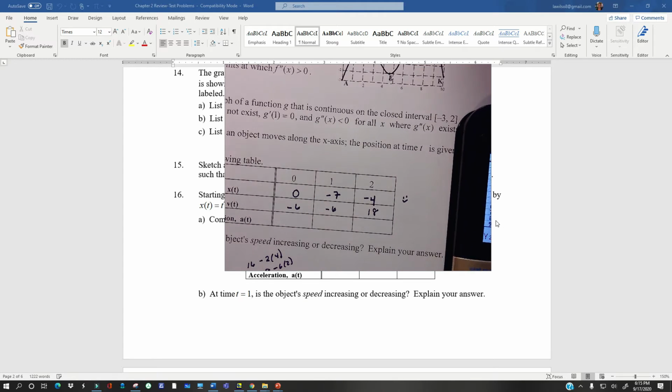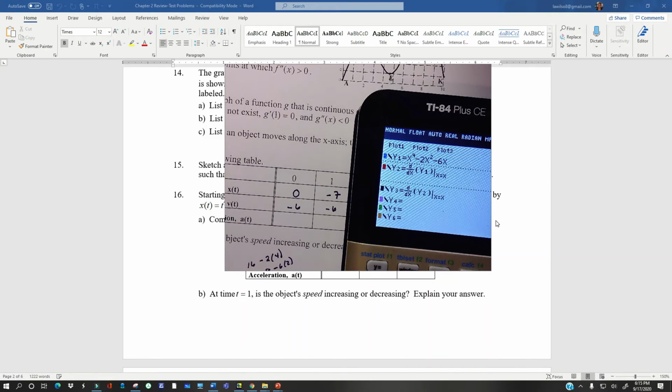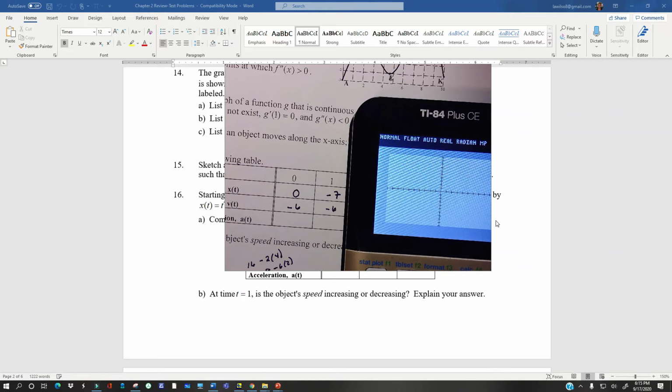Well, I don't want to look at this graph anymore, so I'm going to shut the second graph off, and I'm going to turn the third graph on, which represents my acceleration, and I'm going to hit the graph key and wait for that graph to come up. And I'm essentially going to do the same thing.